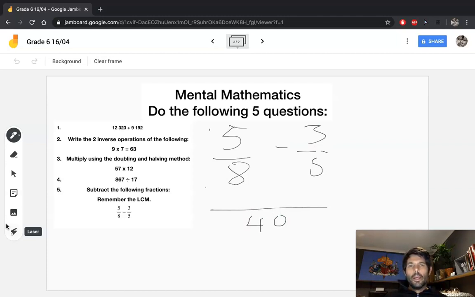All right, how many times does 8 go into 40 is 5 times, so 5 times 5 is 25. 5 goes into 40 8 times, and 8 times 3 is 24, and that's going to leave me with an answer of 1 over 40. Okay, cool.